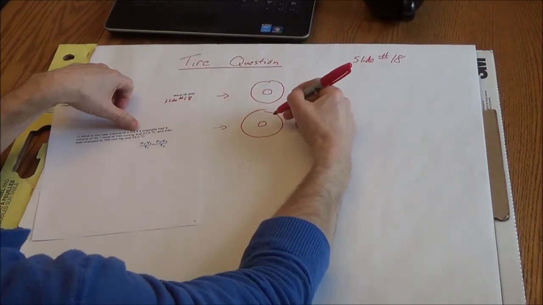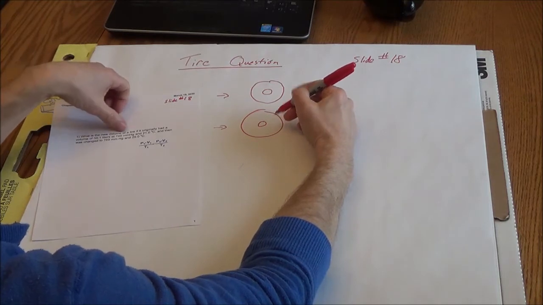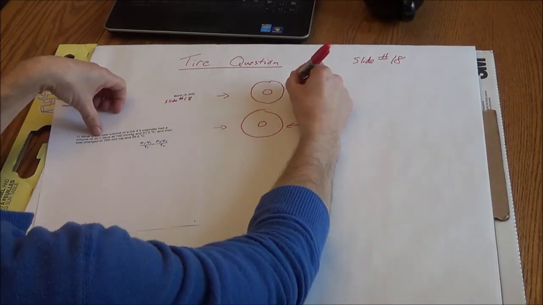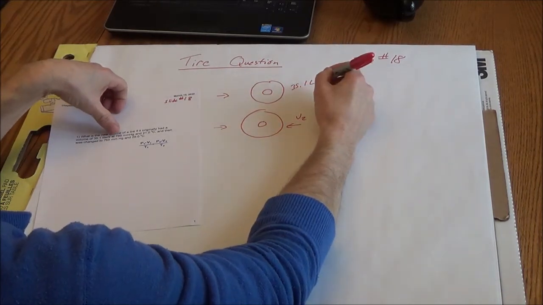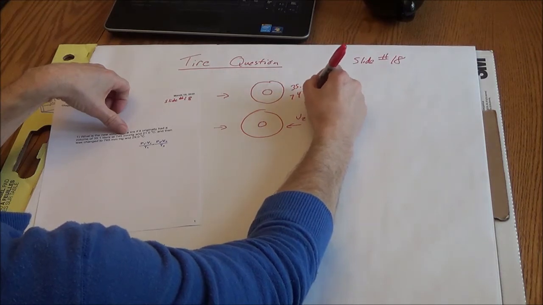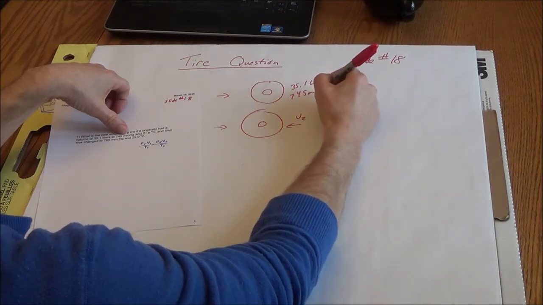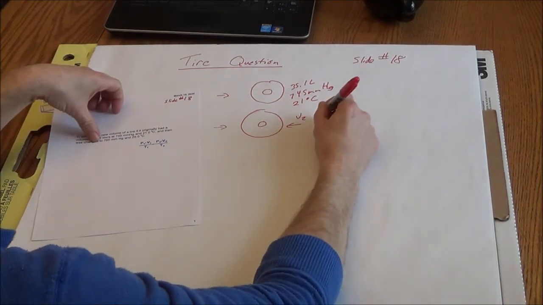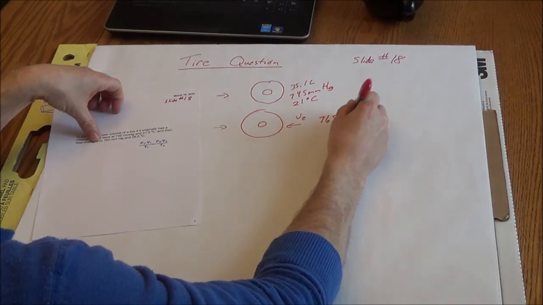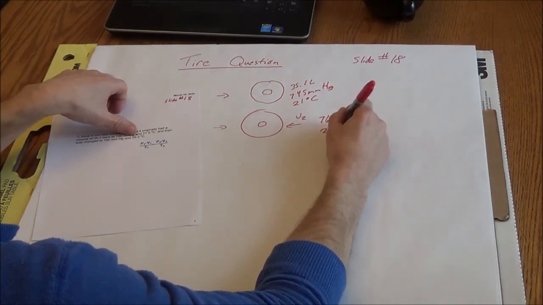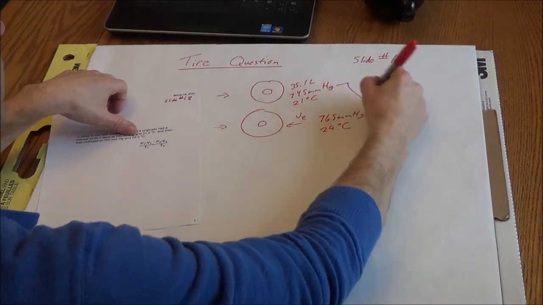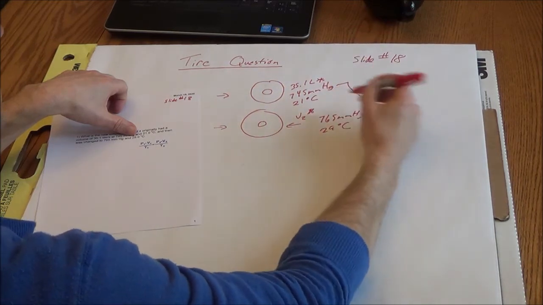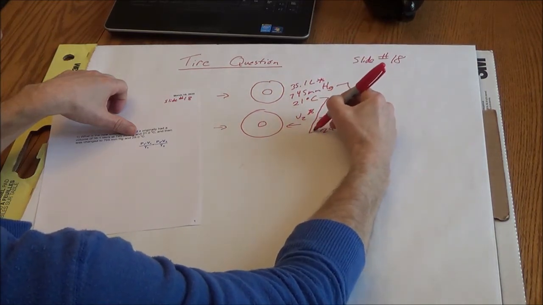Now I drew it bigger. I don't know if it's going to get bigger or smaller. What is a new volume? So I want to know V2, the new volume. If it originally had a volume of 35.1 liters at 745 millimeters of mercury, that's a pressure, and 21 degrees Celsius, and then was changed to 765 millimeters of mercury and 29 degrees Celsius. So these are my pressures, and this is my beginning volume. I want to know my ending volume, and then my temperatures change like that.